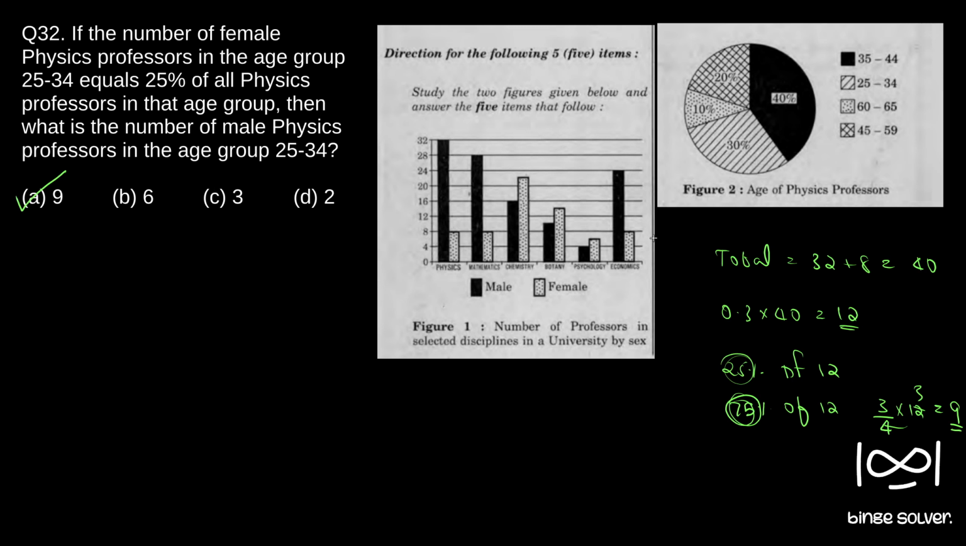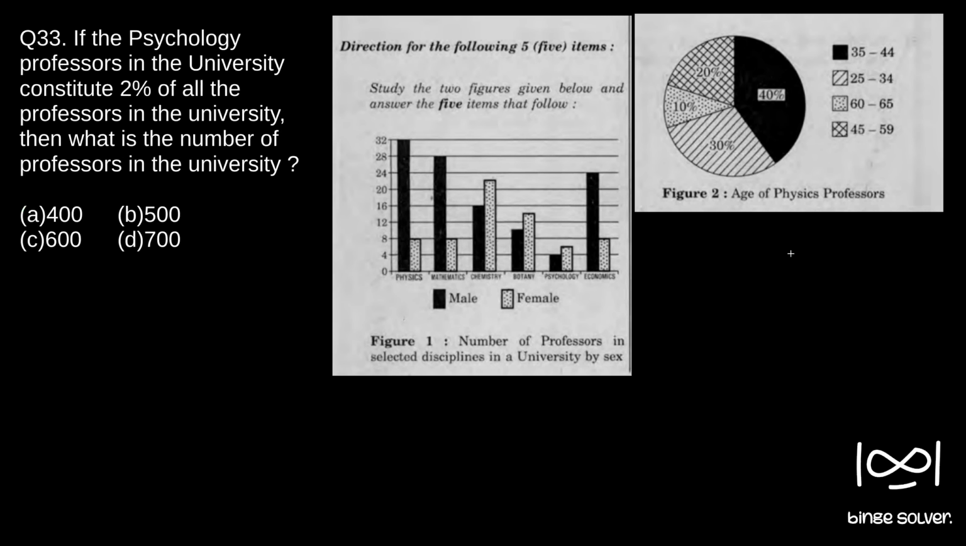9 male out of 12 people in this age group of physics professors, 9 people are female. So that is question 32. That is the solution to 32. Moving on to the next question, question 33.